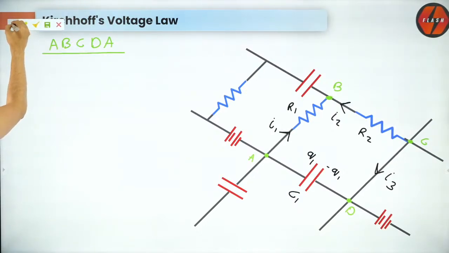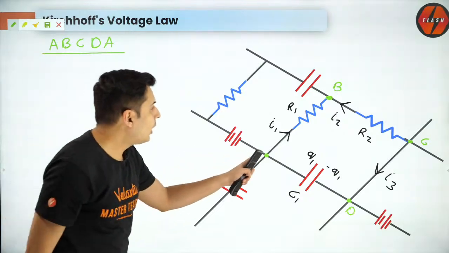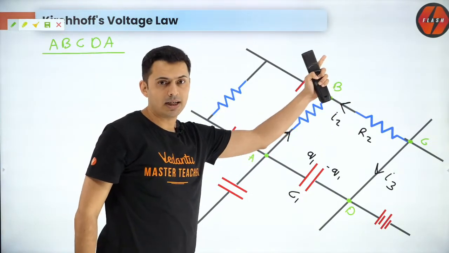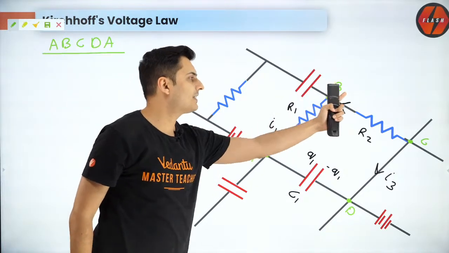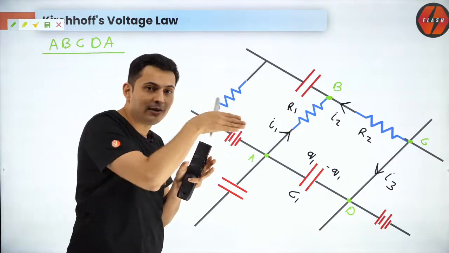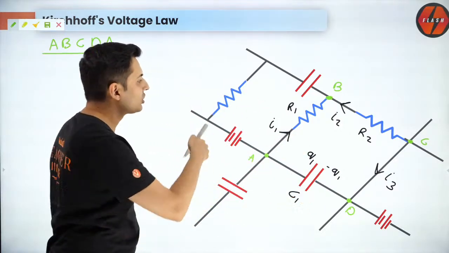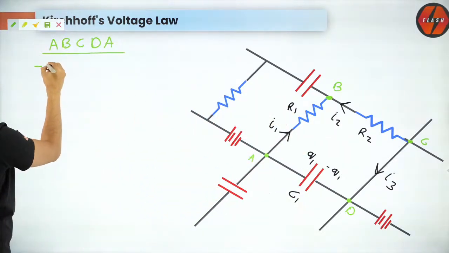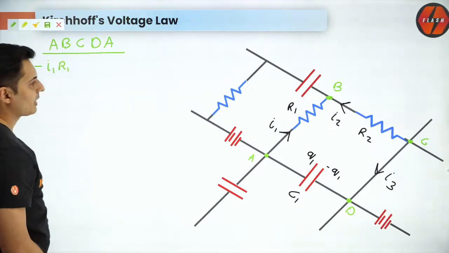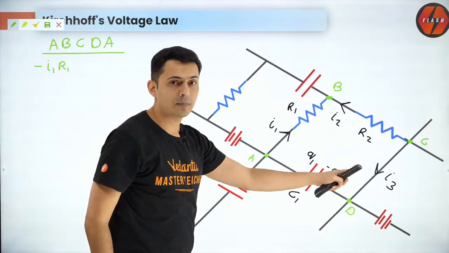Carefully observe this now. From A to B, I am going in the direction of current across a resistor. So in the resistor, the voltage drops when the current flows through it. So the voltage should drop. So minus I1, and there will be R1. So drop is I1 R1.